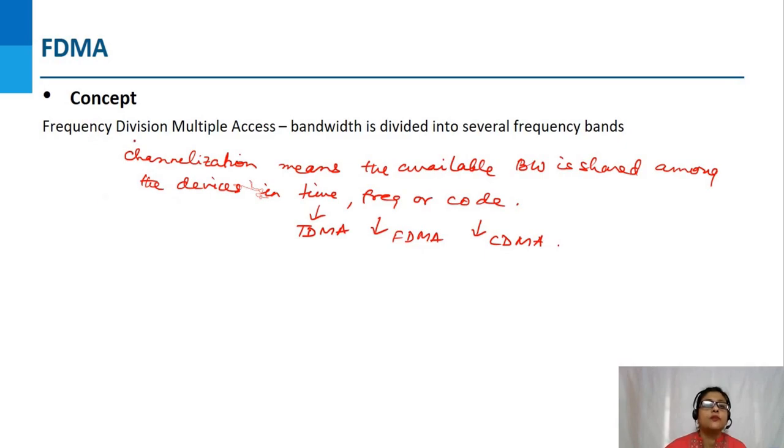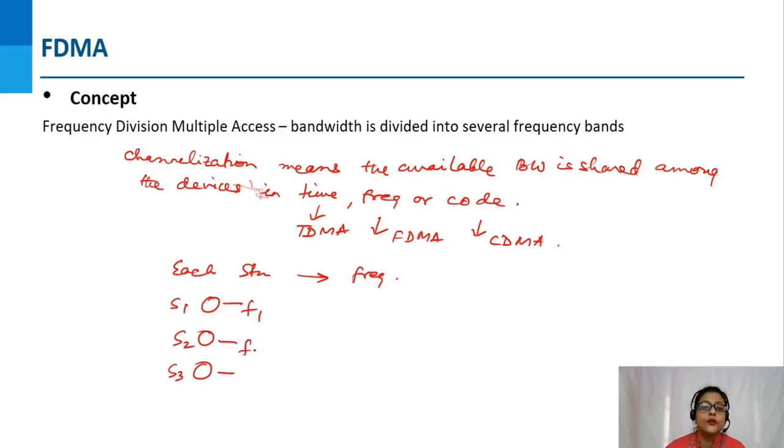Now, for frequency division multiple access or FDMA, the bandwidth is divided into several frequency bands. Each station will be allocated a particular frequency. If we have 3 stations, for example, station 1, station 2 and station 3, then they will be allocated frequency 1, frequency 2 and frequency 3, and accordingly they will be sharing the bandwidth of the channel. Now FDMA is very closely related to FDM, which we have studied earlier. FDM means frequency division multiplexing.